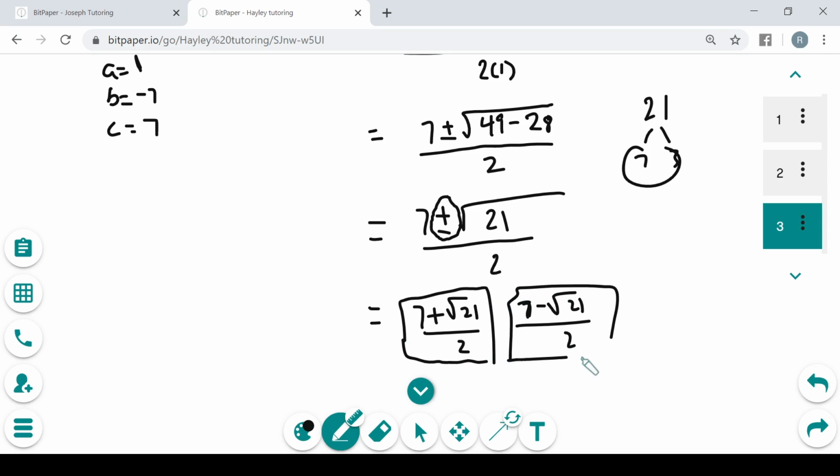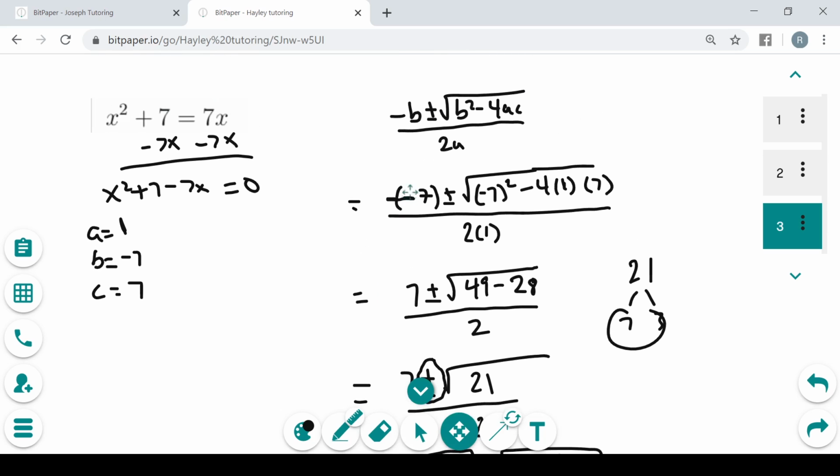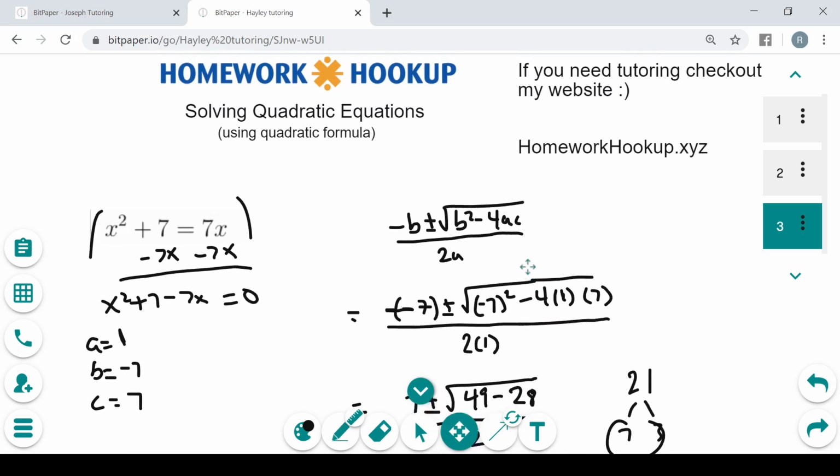I just wanted to show another example using the quadratic formula. It's really simple once you get the formula down, and you figure out what your a, your b, and your c is, and then also do any rearranging you need to do on the problem. For this one, we had to move the 7x over. But that's essentially it for this problem. Just a quick example.